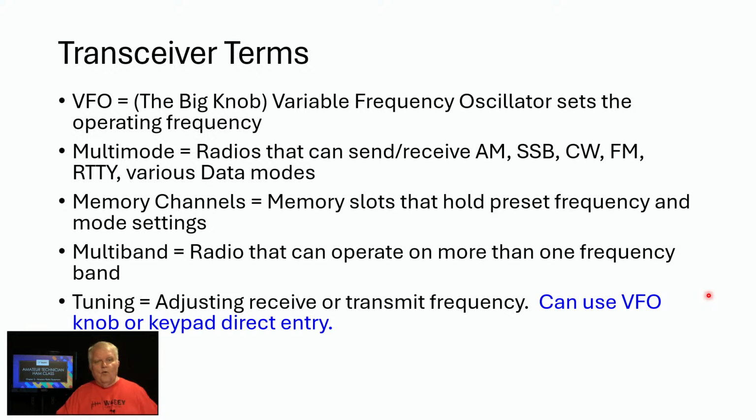And different ways of tuning the radio, well, one is recalling that memory channel that I talked about. Another way is using the big knob. And then a lot of radios have keypad entry, either on the microphone or right on the front of the radio, where you can actually just punch in the frequency that you want to be operating on. So those are all different ways that you can tune the radio.